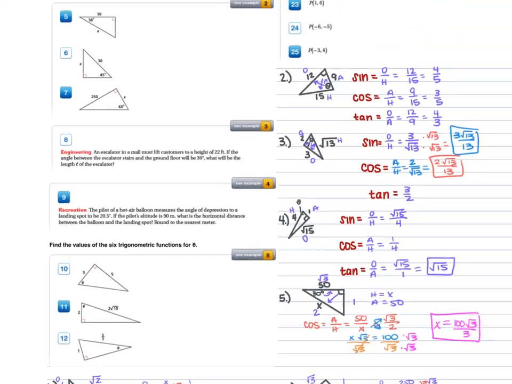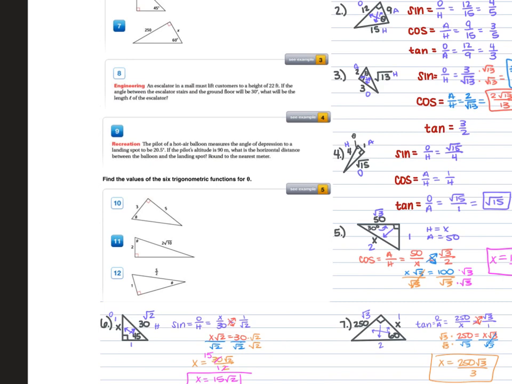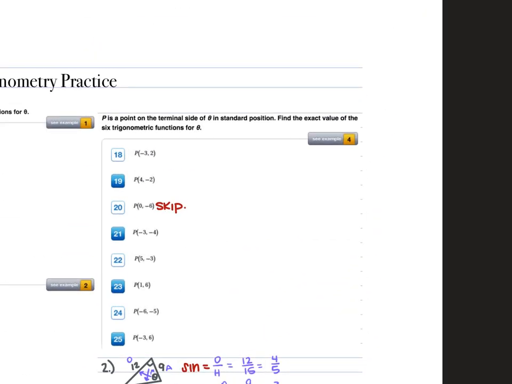With the rest of these questions, just for 10 through 12, we are finding the values of the 6 trigonometric functions. Let's look back first to see what the last questions are asking us to do. It says P is a point on the terminal side of theta in standard position. Find the exact values of the 6 trigonometric functions. So for our next examples, 8 and 9, let's go back.